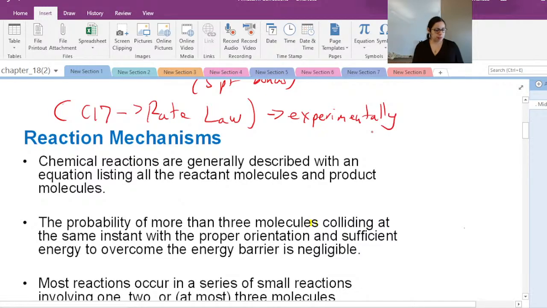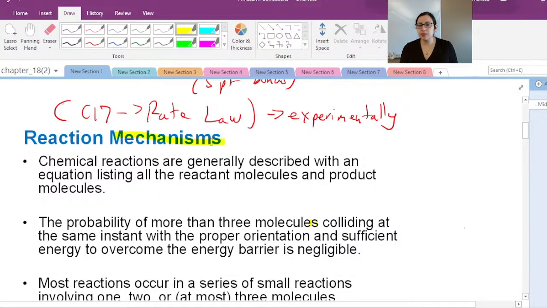So again, you'll notice the type of problems, there has to be a lot of data. But basically we're saying, okay, once we derive our rate law experimentally, what does that mean then for our mechanism? What does that imply? And so teasing out the reaction mechanism is, again, a lot easier said than done.